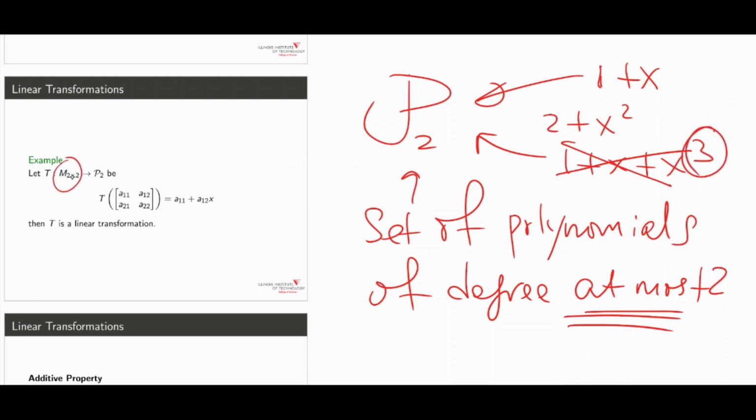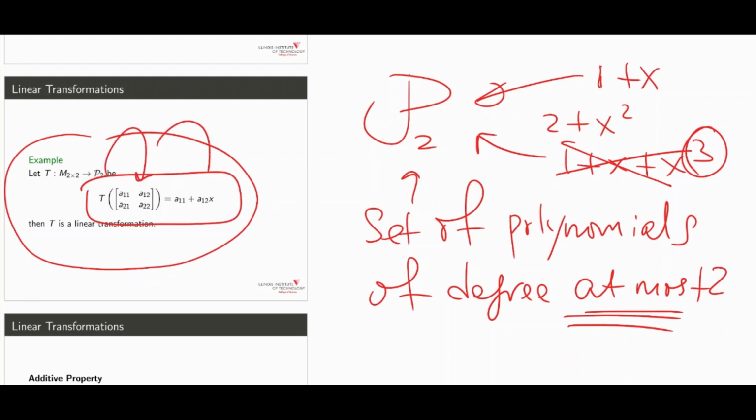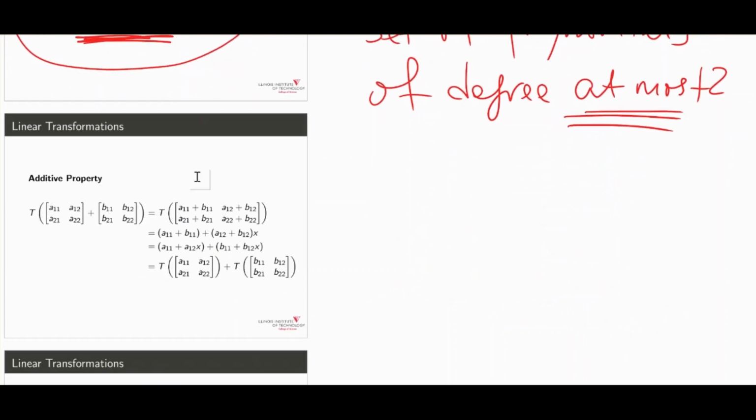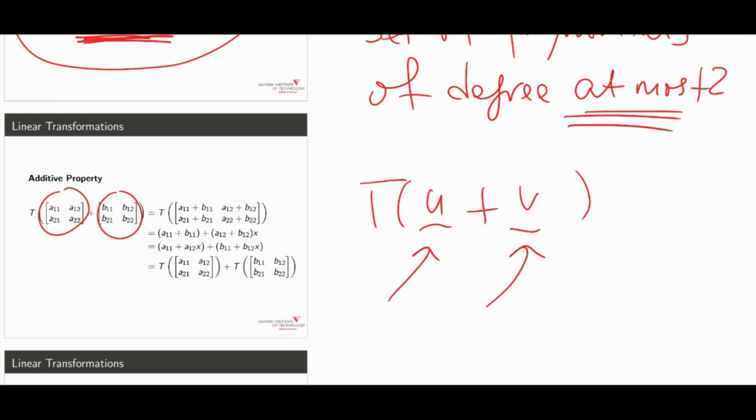So this is a mapping that takes a 2x2 matrix and maps it to a polynomial of degree at most 2. And it tells you how to map this: take this, place it here; take this, place it here. Okay, so this is the transformation. Right now you just see that this is a mapping that takes a matrix and sends it to a polynomial. But this is actually linear. How do you show that? Again, the same thing: show that the additive property holds and show that the homogeneity property holds. So you take these two vectors, u and v, but this time they are 2x2 matrices. You add up these 2x2 matrices, and this is what you get.